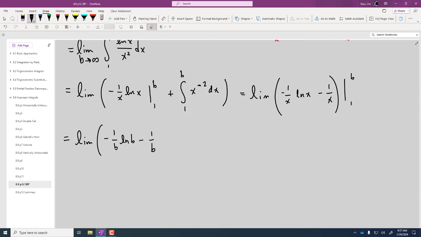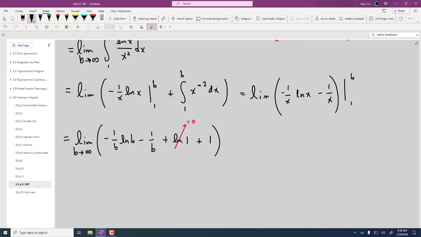We're subtracting two negatives, so we're going to end up with plus 1 over 1 natural log of 1 plus 1 over 1. So we get that. Natural log of 1 is 0. So this part right here is equal to 0. And we are taking the limit as b goes to infinity. So let's think about that. We can evaluate that now.